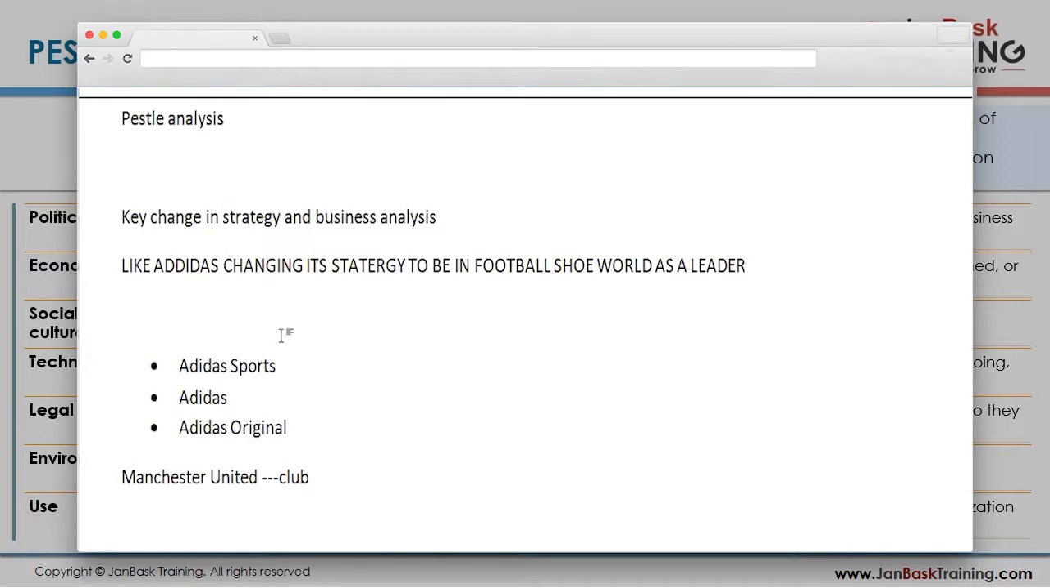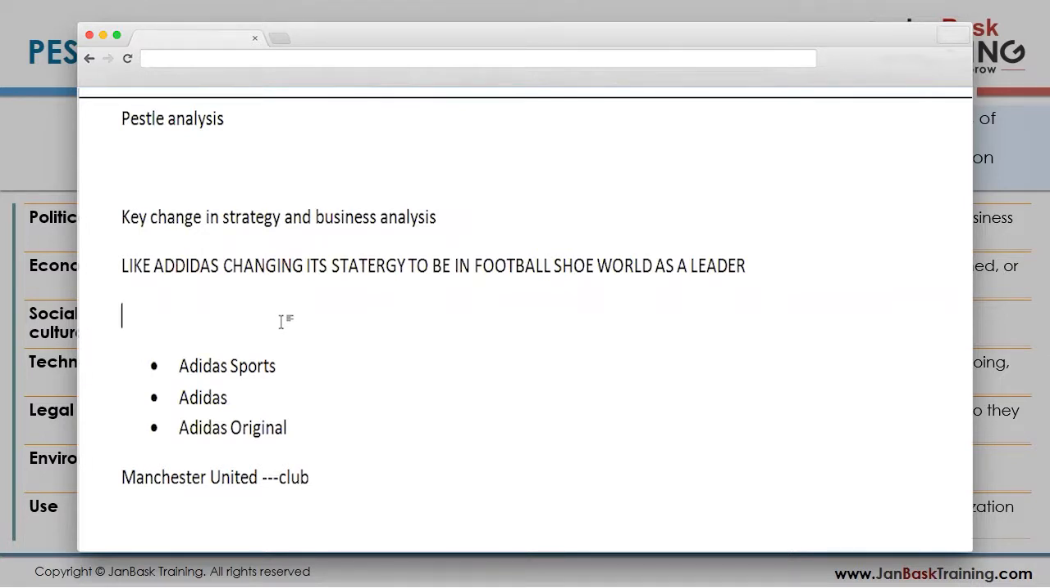So this is one of the best examples of a PESTLE analysis that they came up with. With the PESTLE analysis, they went into all these details and finally took the decision of coming into the Manchester club and increasing their sales revenue. And all of it has been done using the PESTLE analysis.